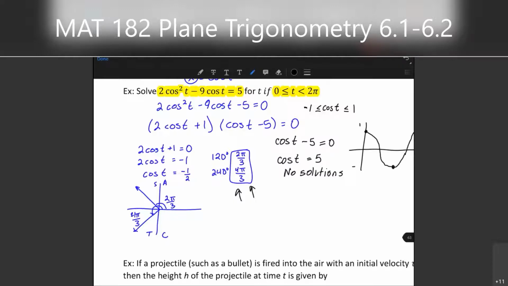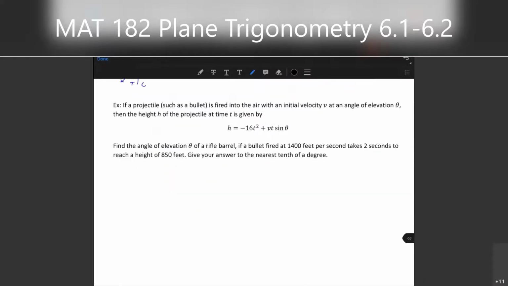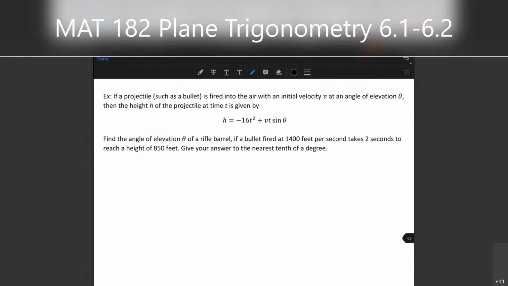Okay, so let's consider an application we can now work with using some projectile objects. If a projectile such as a bullet is fired in the air with an initial velocity v, at an angle of elevation theta, then the height h of the projectile at time t is given by the equation h is equal to -16t squared plus vt times sine of theta.